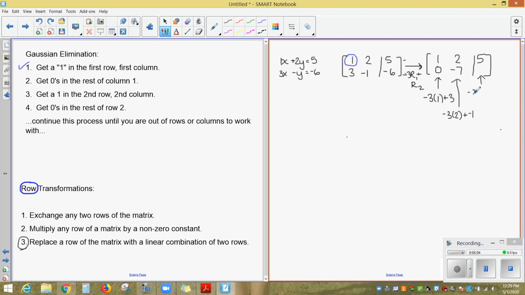And then we do it with our last number here. Negative 3 times the constant 5 is -15. And then we're going to add it to the constant in the bottom equation. Negative 15 plus negative 6 is negative 21.